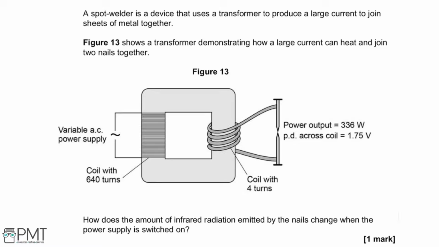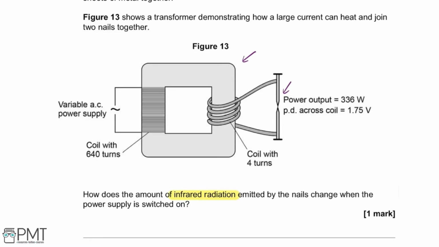So looking at the question, we're told that when this transformer is switched on, the 2 nails will weld together. So they must melt a bit and so be heated up. If that's what happens when the power supply is switched on, they heat up and melt, then infrared radiation is heat. And so if there is more heat when the power supply is switched on, then there is more infrared radiation, and therefore the amount of infrared radiation emitted by the nails changes because it increases. It actually increases until the nails reach a constant temperature, but that's not necessary to mention in your answer.